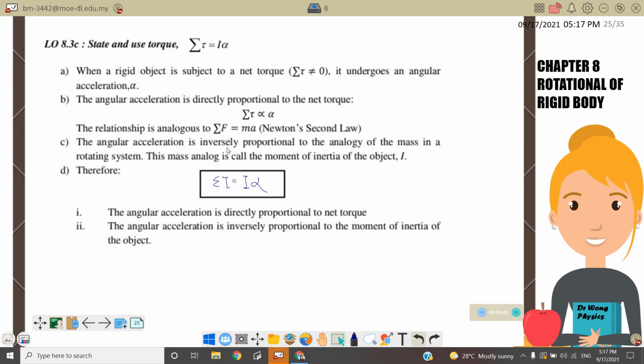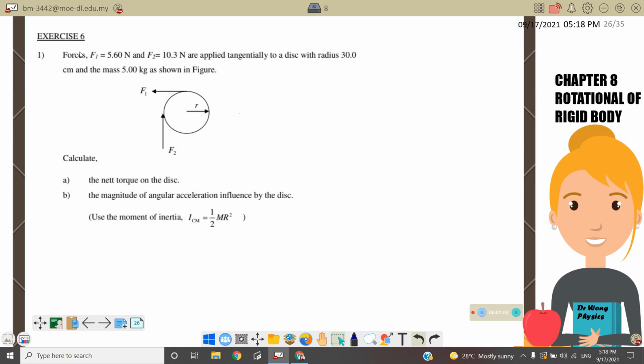So for rotational, our equation is net torque equals I alpha. The angular acceleration is directly proportional to the net torque, and the angular acceleration is inversely proportional to the moment of inertia of the object. Okay, so next we will go to exercise number 6.